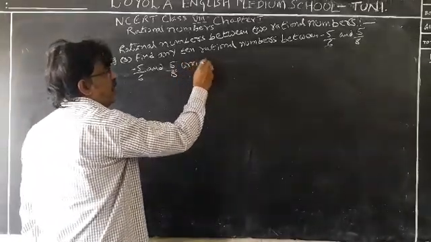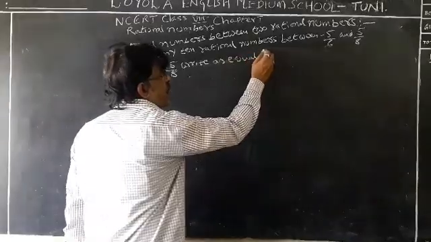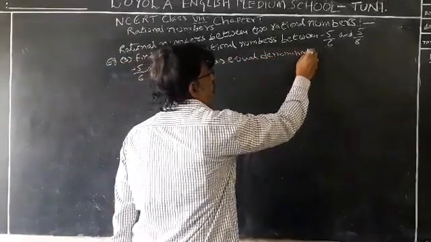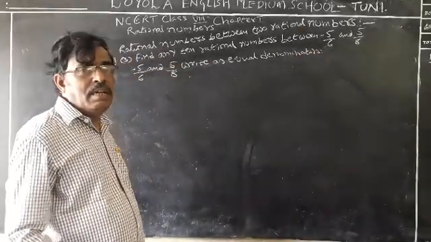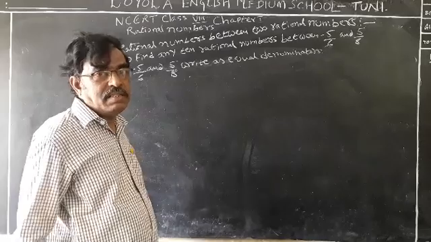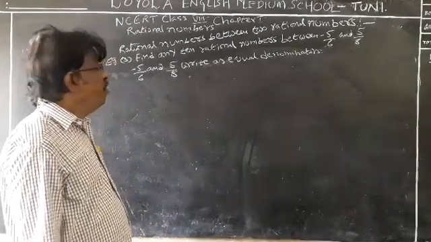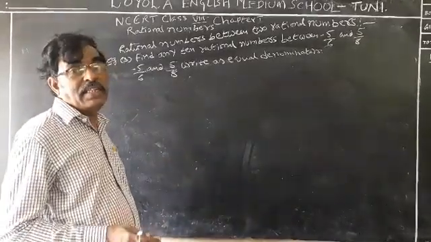Write as equal denominators. Equal denominators are nothing but like fractions, like rational numbers. So, how do we find out like fractions? Convert unlike fractions into like fractions.